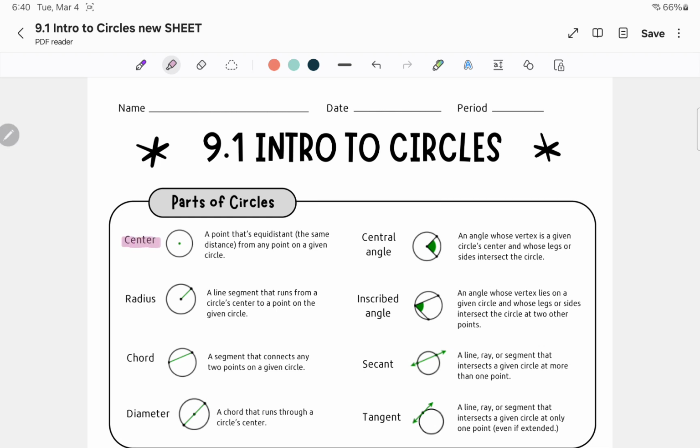So first is the center. The center is that dot in the middle. It's equidistant from any point on the given circle. So hopefully we know what the center is.